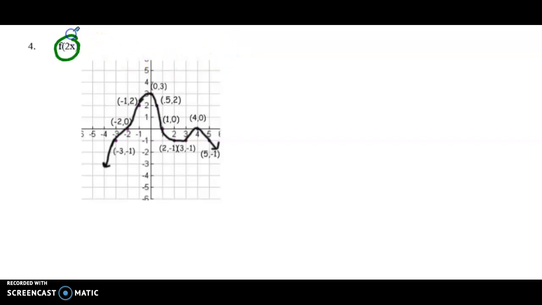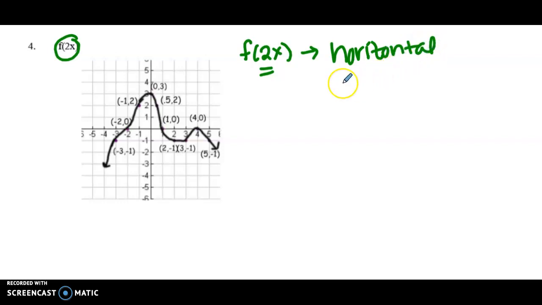Okay, so let's actually take a look at this function, f of 2x. This is probably the most complicated one. If you take a look, you would hopefully recognize that this is a horizontal compression, and that is because, remember, it's the opposite of vertical. So in this case, b is going to be equal to 2.